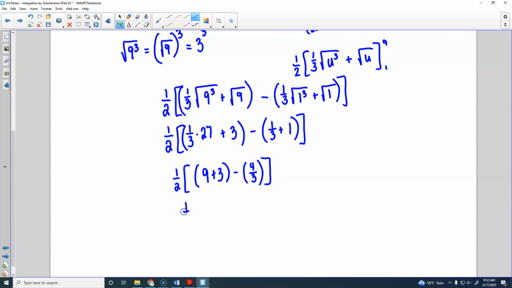So 1/2, 12 minus 4/3. And that's going to be 36. So we're getting half of, let's see, 36 over 3 minus 4 over 3 is going to give us 32 over 3. And then I would reduce before I multiply, so this will be a 1, this will be a 16, and we should get 16 over 3.